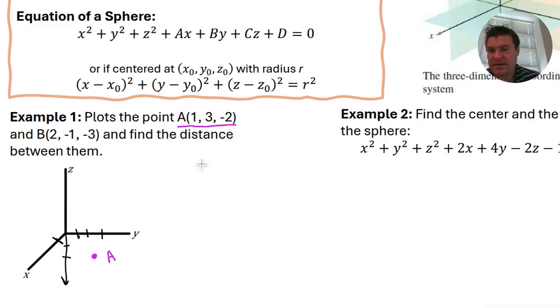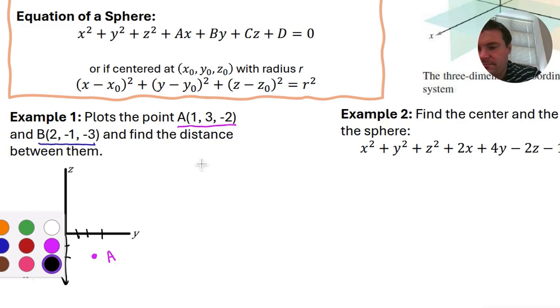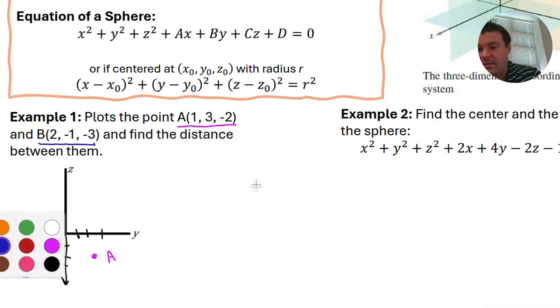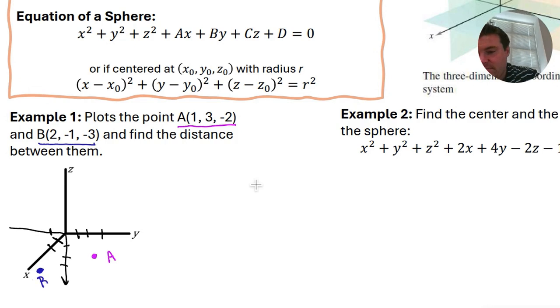And then I'll make B blue. We're going to go out to 2 in the x direction, then 1 left in the y direction, and then down 3. So here, left 1, then down 1, 2, 3. That's going to be B. All right, so they're just kind of chilling in space right there.